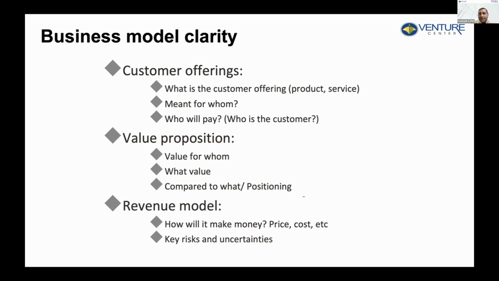And it's meant for whom? Who will it serve eventually as a product or service? The value proposition: what value it's creating for them compared to what other alternatives are available, and the revenue model of what will be the price, cost, and so on, and the key risks and uncertainties. If you're asked, or if people want to understand the price and cost, this comes up especially if you're claiming affordable products. You need to know what is already in the market, what price it is at, and how you compare to that.